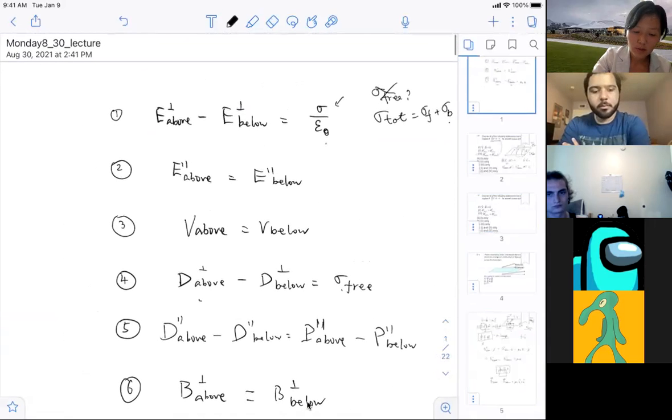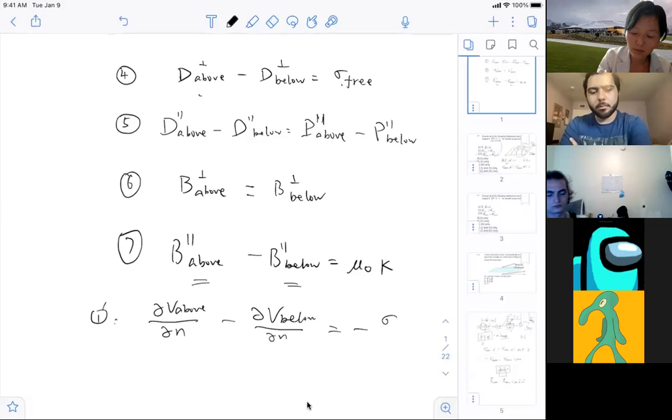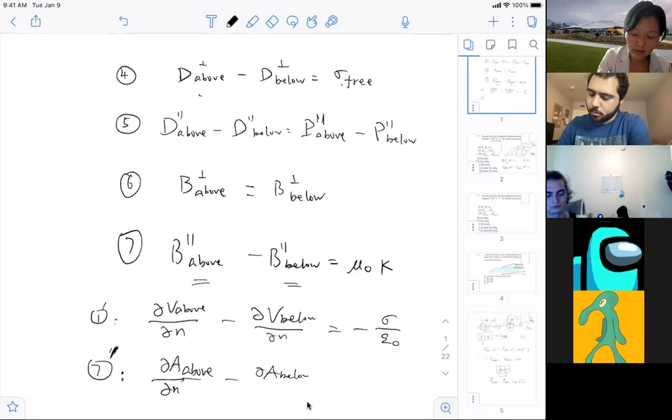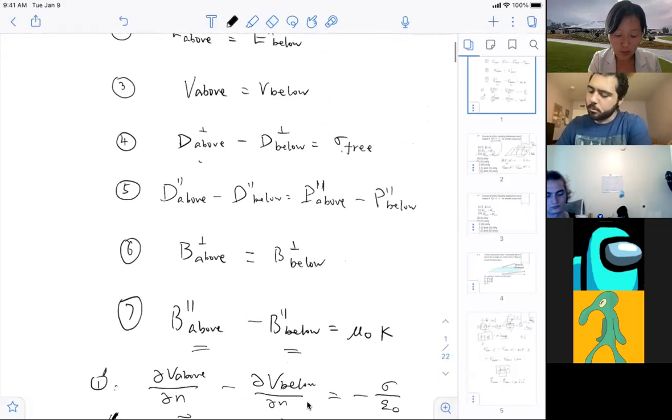So 1 prime is dV dn minus dV dn is equal to negative sigma over epsilon naught. So 7 prime is dA dn minus dA dn is equal to negative mu naught K. Okay, so you can have the 1 prime and 7 prime, but it's not new. So if you're just counting boundary conditions, I would say, okay, we have 7 of these.